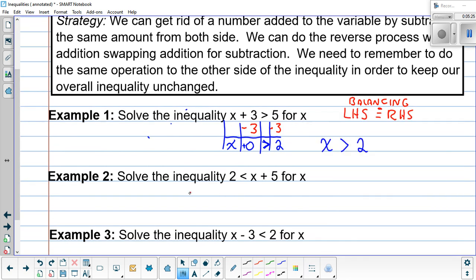Here, we want to keep x on the right-hand side and get rid of this 5. So how do we get rid of this 5? Well, we have to take away 5. So we take away 5 on the left side as well.